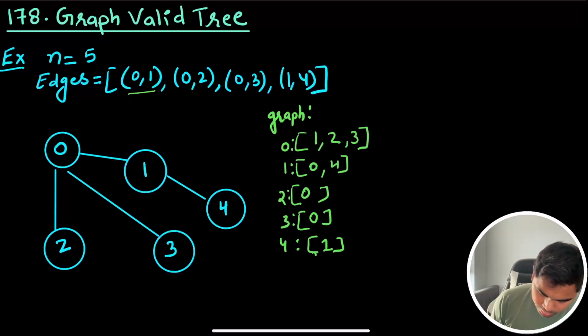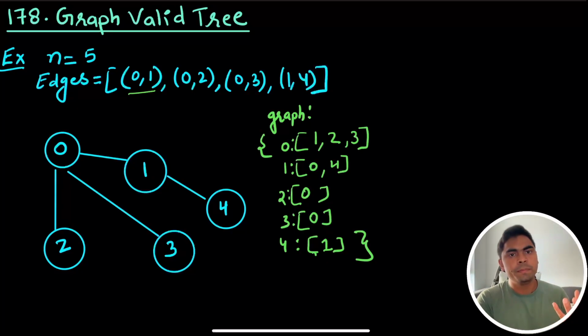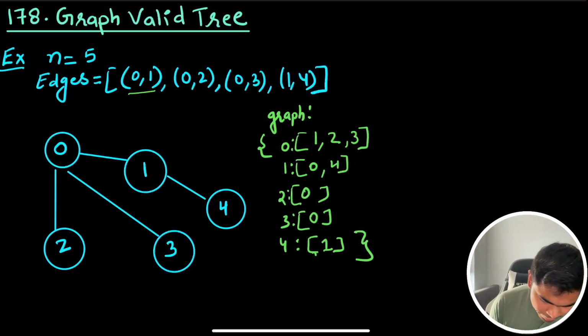Now using this list, we'll be able to traverse all the neighbor nodes of a particular node. So let's say we're going to start visiting all these nodes.